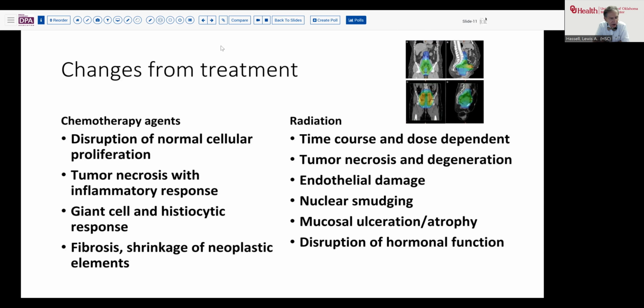With radiation, the changes that we see are definitely very much time course and dose dependent. Ideally, you see tumor necrosis and degenerative changes in the tumor nuclei, but you also can see, depending again on the time frame and dose, endothelial damage, some degree of stromal nuclear smudging, maybe some epithelial nuclear megaly. You may see mucosal ulceration and atrophy, and of course, the disruption of hormonal function, especially if the ovaries are included in the field of radiation.